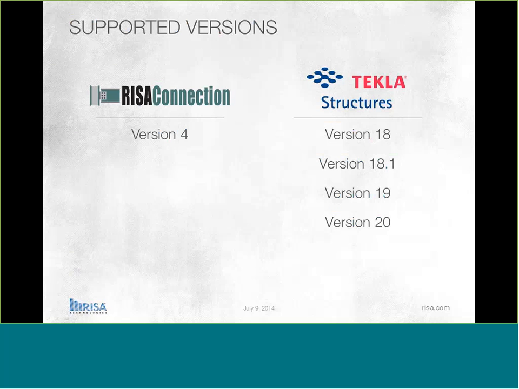Version 18 you can see is compatible, 18.1, version 19, and also version 20. RISAConnection has several versions available. The latest version is version 4, and that would be the one that you want to use because it would have all the connections available between the two programs, the latest ones we have.